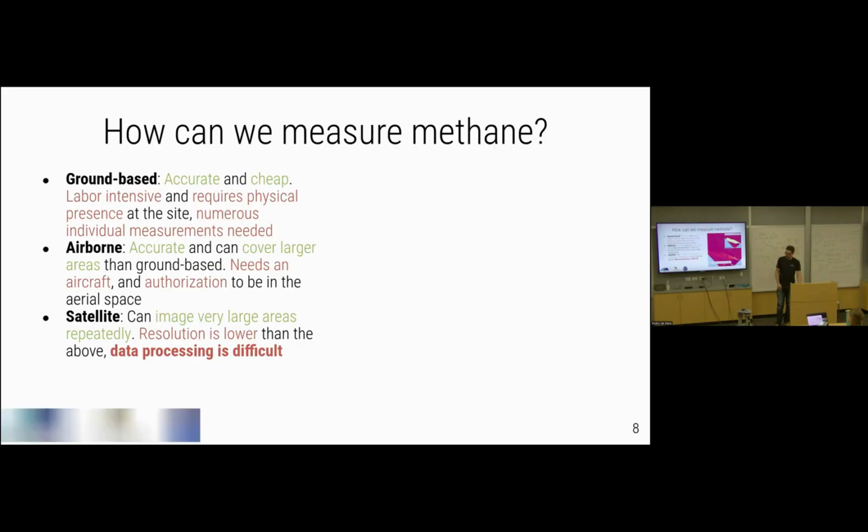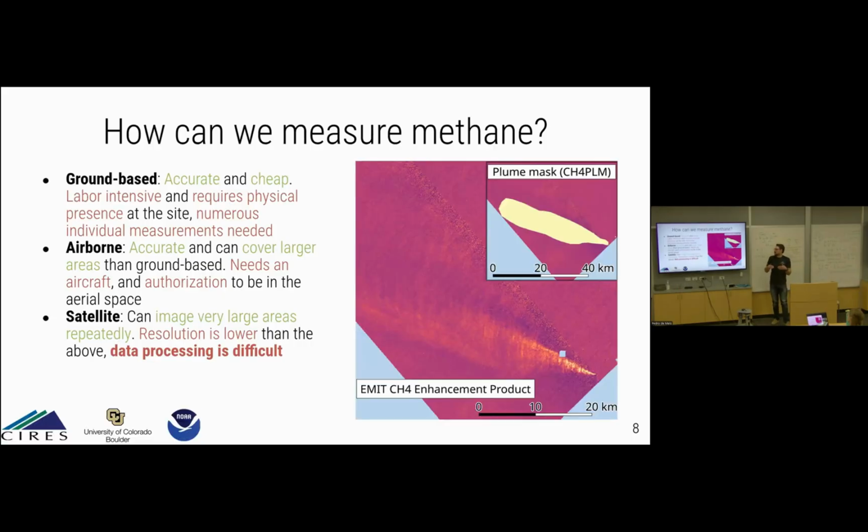So I want to answer one more question, which is, how can we measure methane? We know that methane is being leaked out there, and there are three main ways that we can measure methane. One is ground-based. Ground-based sensors are accurate and cheap. Those are the biggest advantages of ground-based methods, but they are labor-intensive and they require physical presence at the site, and you need numerous individual measurements. So those are the downsides of ground-based.